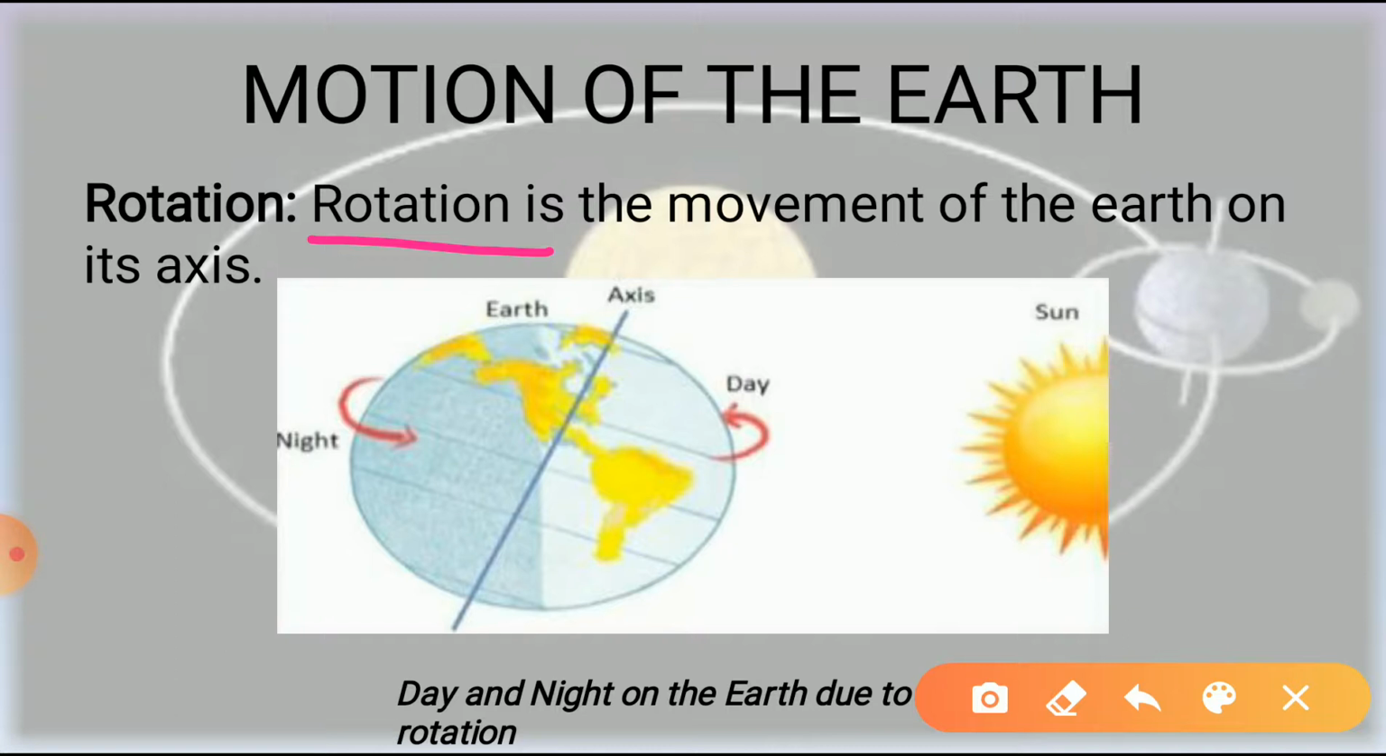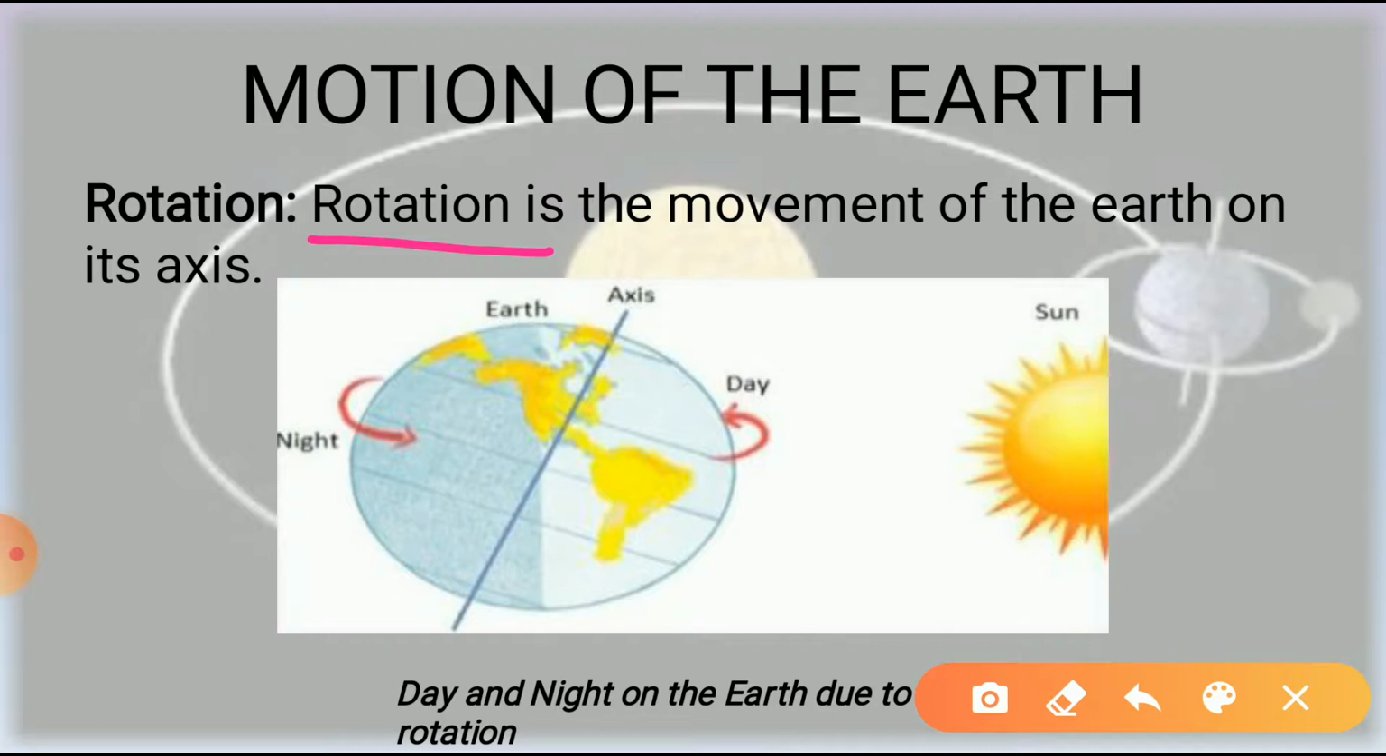As you know, the earth receives light from the sun, and as the shape of the earth is spherical, that is round, only half portion of it gets light from the sun at a time. The other half remains in dark. In this way, day and night are caused, and the earth completes one rotation around its axis in about 24 hours. This rotation is the daily motion of the earth.